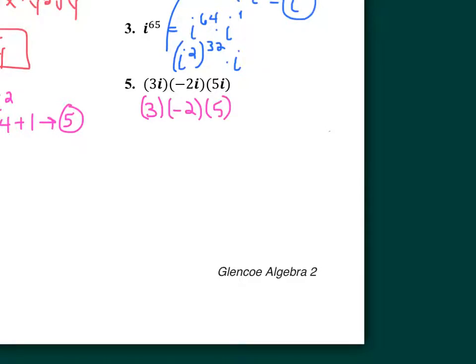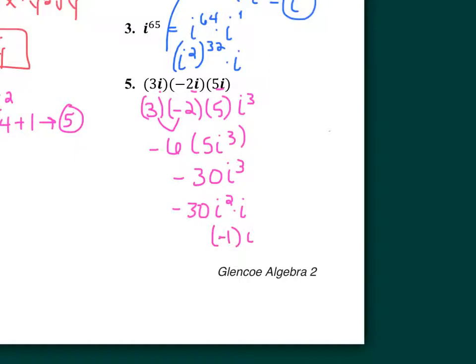So I'm just going to put all the numbers together, and then i times i is i to the third. So this would be negative 6, and still times 5i to the third, which is negative 30i to the third. But you can't leave i to any power besides 1. So I'm going to break that up into i squared times i. That's still i to the third, but I know that i squared is negative 1. So negative 1 times i, still times negative 30. And then I can simplify that. So negative 30 times negative 1 is positive 30, so your final answer is 30i.